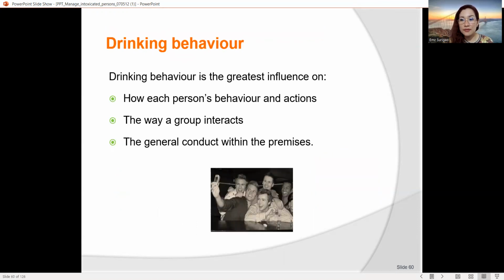First, the drinking behavior. Drinking behavior is the greatest influence on, especially if they're in a group of friends, how each person behaves and acts. Second, the way the group interacts. And third, the general conduct within the premises. So you should be observant of this behavior that the customers are showing during the time that they are in your premises.